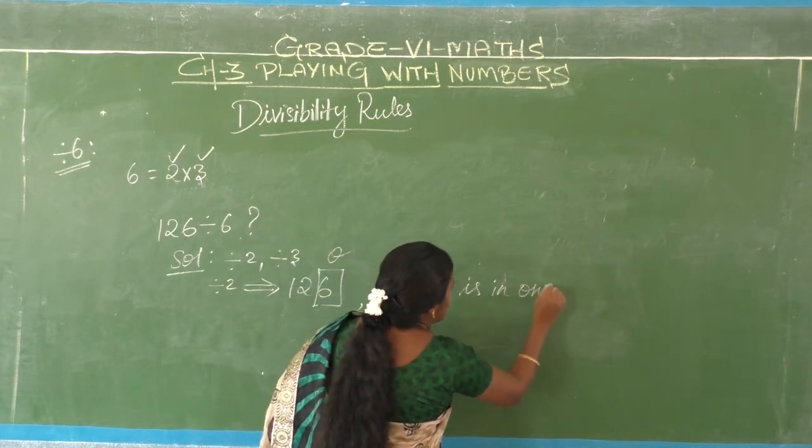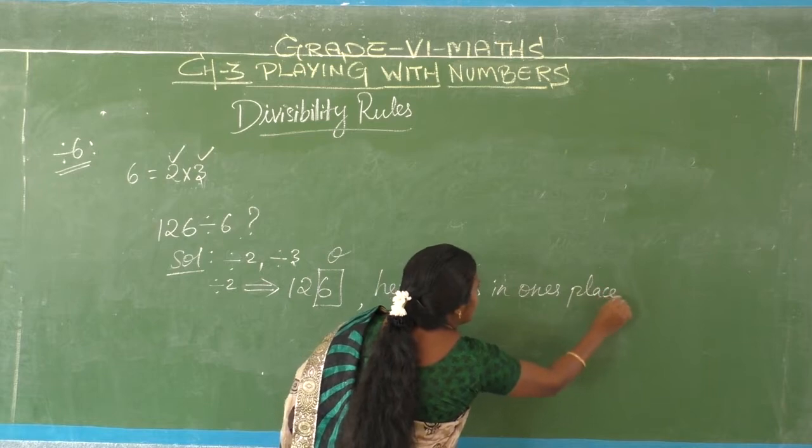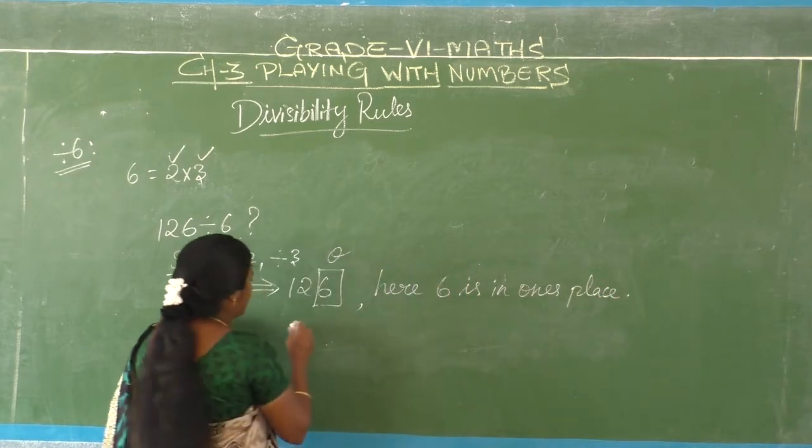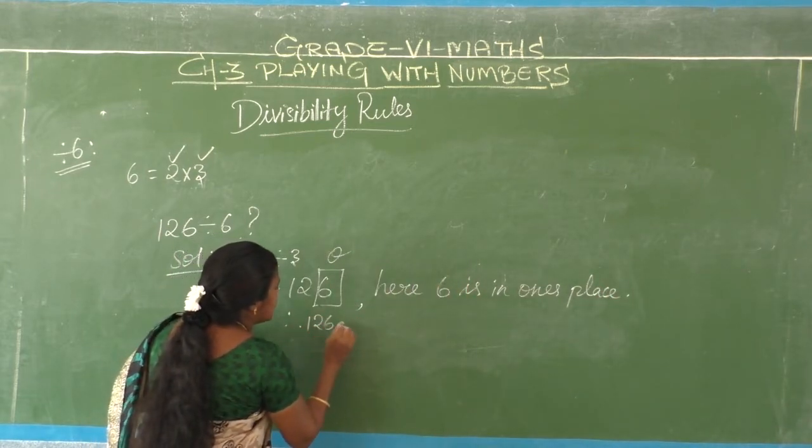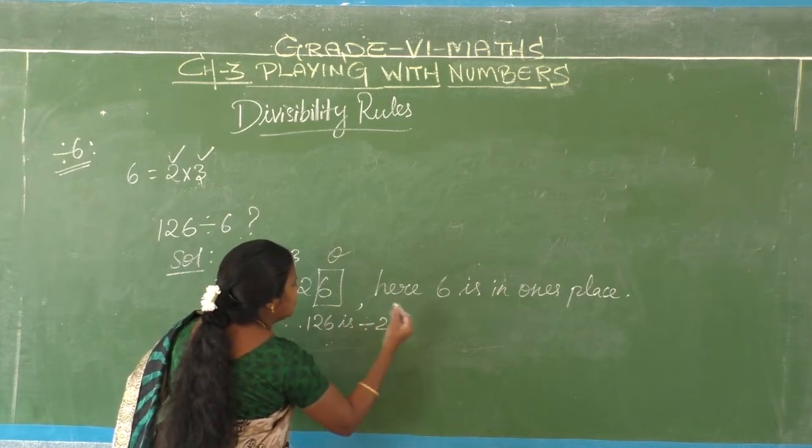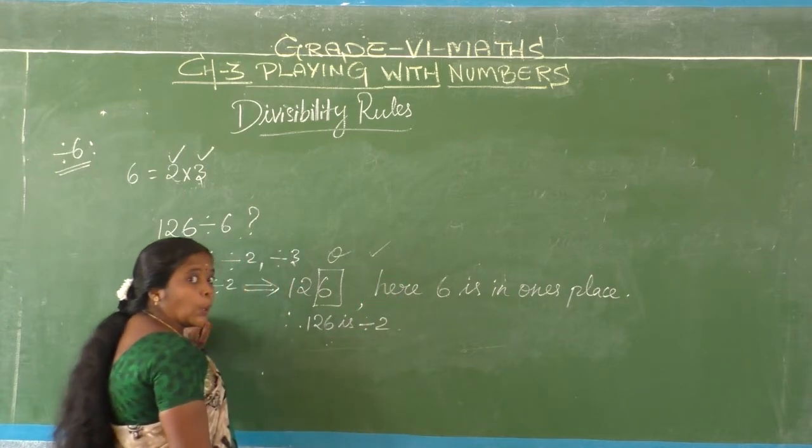6 is in ones place. Therefore, it is divisible by 2. Therefore, 126 is divisible by 2. So, in the first case, it is okay.